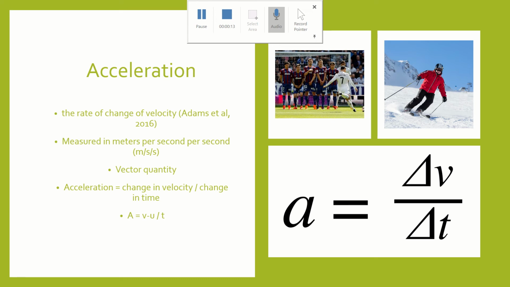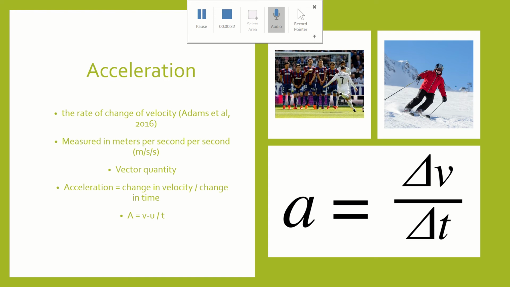Acceleration is defined as the rate of change of velocity and is measured in meters per second per second. Acceleration is a vector quantity because it is linked in with velocity, which is a vector quantity itself. When velocity changes, there will always be acceleration.